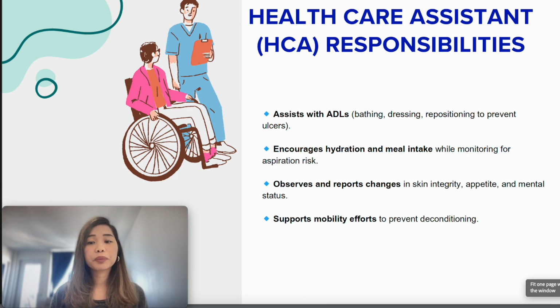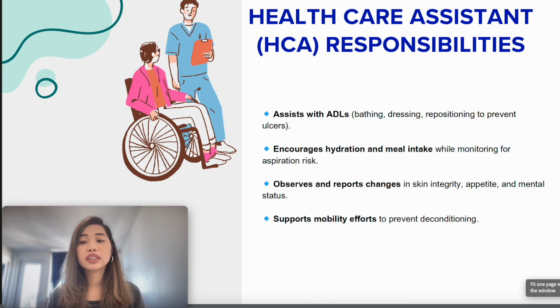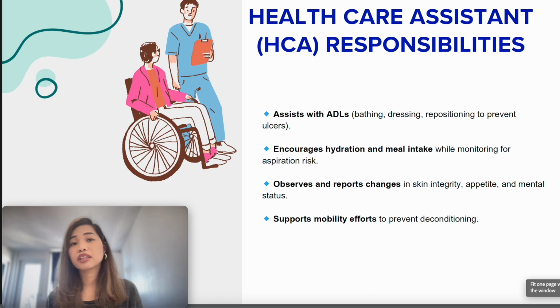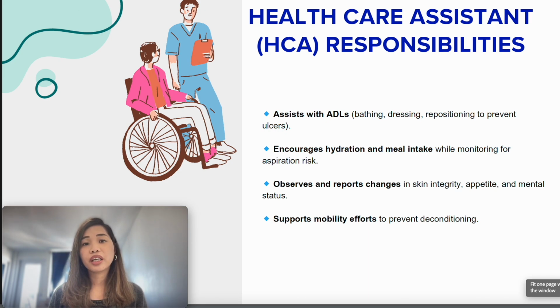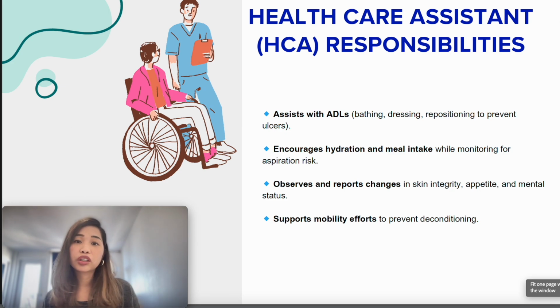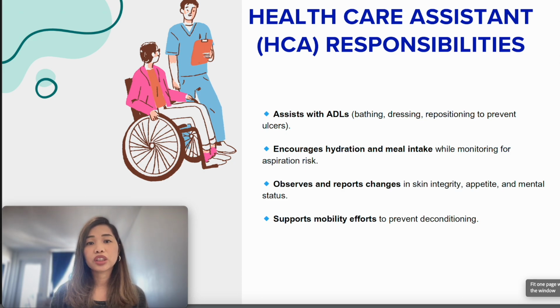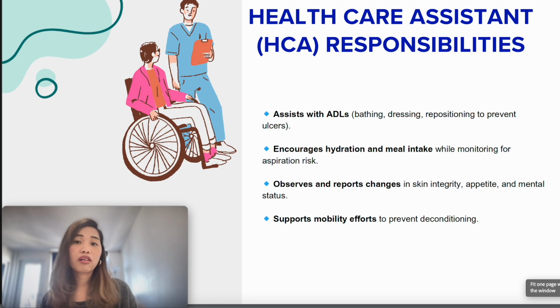Next, observe and report changes in skin integrity, appetite, and mental status. So you will be the one spending a lot of time with this patient during ADLs. So you will notice the patient's skin, or the patient's mental status when you're talking to the patient, when you're asking the patient to do some things. And make sure you communicate that to the LPN, and to the RN as well.